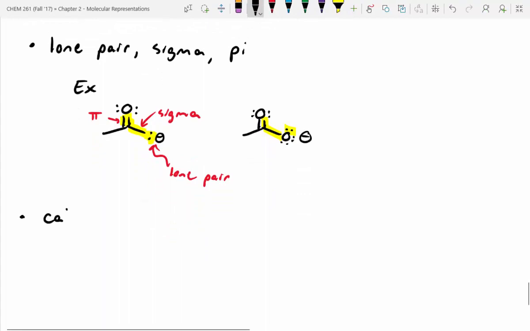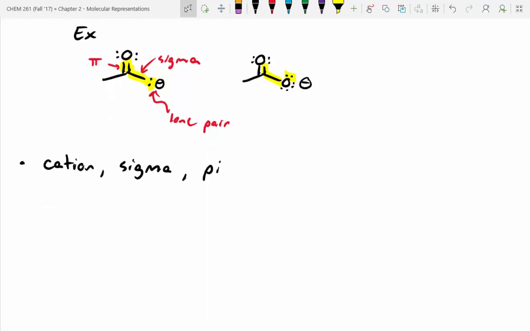Next one is cation, sigma, pi. So we have a couple of examples of that one. The first one we saw yesterday, where we've got a cation, a sigma bond, and a pi bond. So cation right here, sigma bond here, pi bond right there. We can delocalize that. Let's do another one.